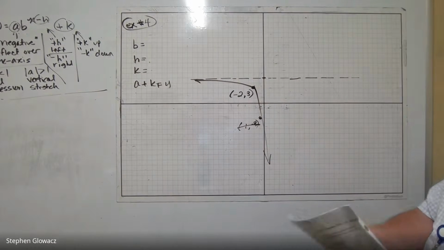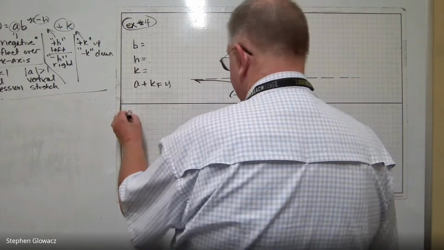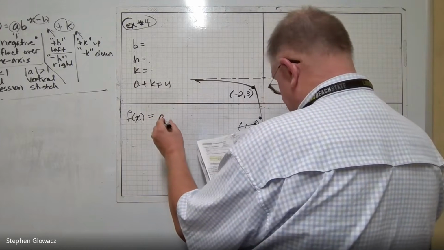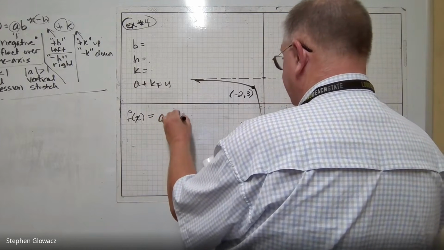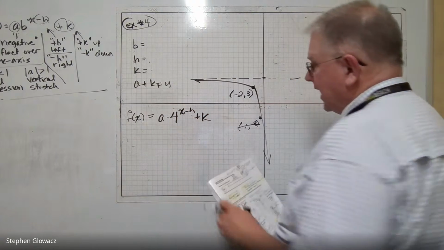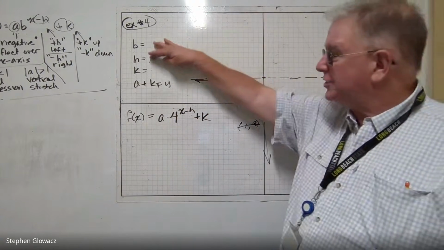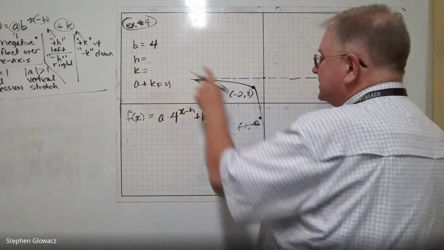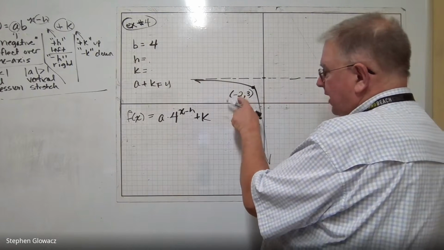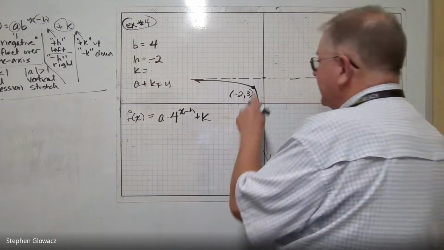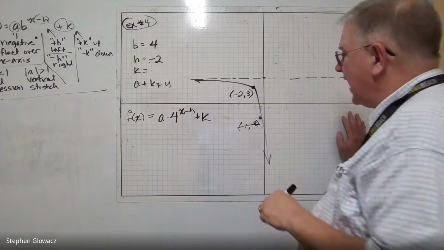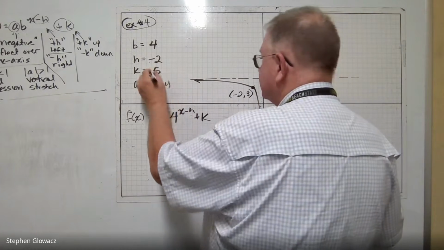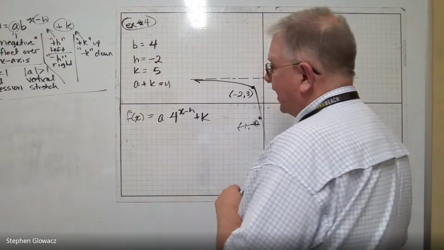All right. So now for number 4, our given parent function is going to be a times 4 to the x minus h plus k. Once again, we need to identify the b, h, k, and a. B, of course, is the base that's given, so that's 4. Remember, h is the x-coordinate of that first reference point, so h is -2. K is where the asymptote passes through on the y-axis, so that's at 1, 2, 3, 4, 5. So k is 5. And then we solve this little equation here, again, to find the value of a.